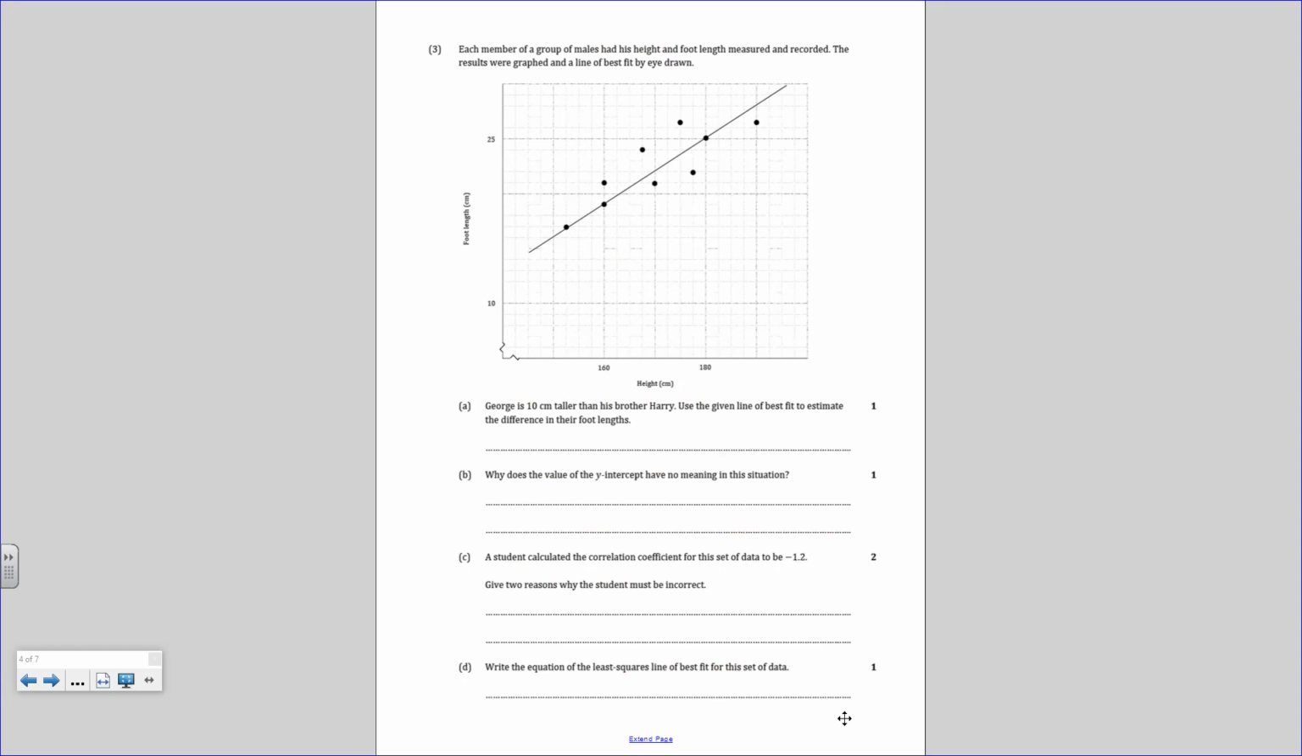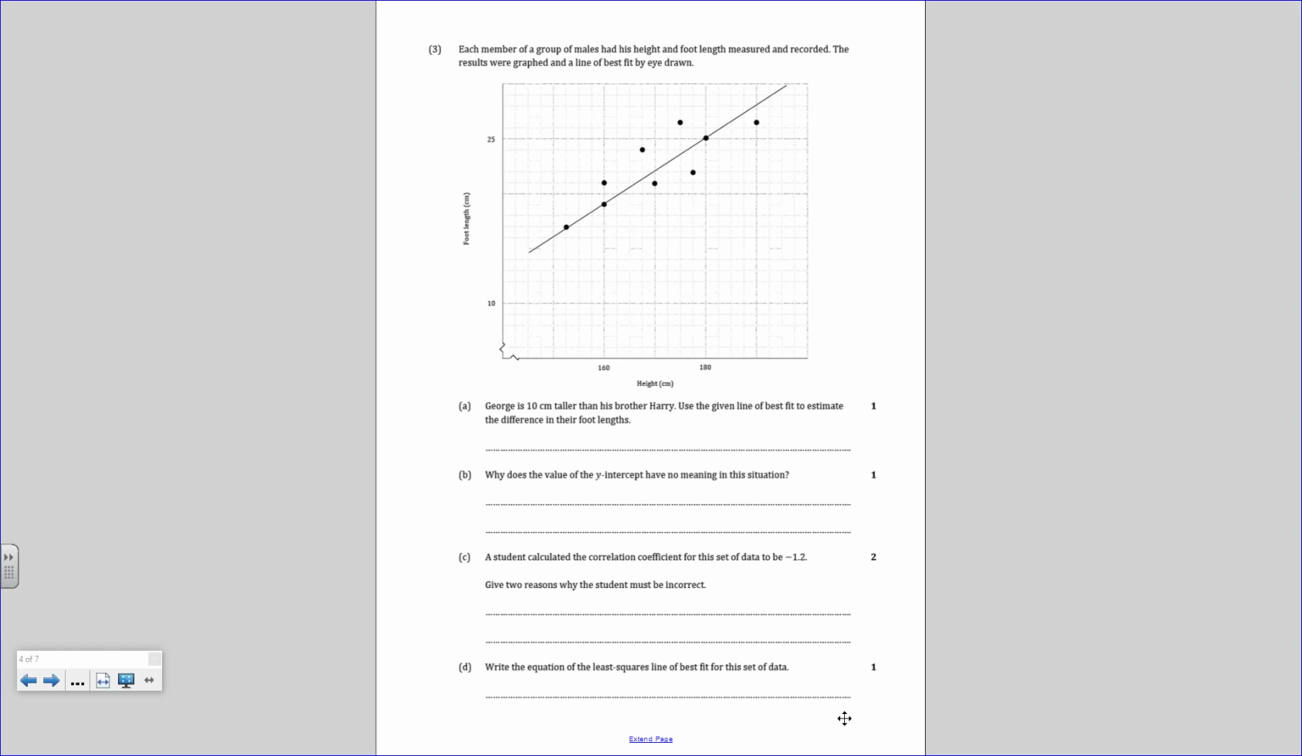Going into the next one, this is on bivariate data analysis. So look at this. Each member of a group of males had his height and foot length measured and recorded. The results were graphed on the line and best fit by eye was drawn. So George is 10 centimeters taller than his brother Harry. Use the given line of best fit to estimate the difference in their foot lengths.